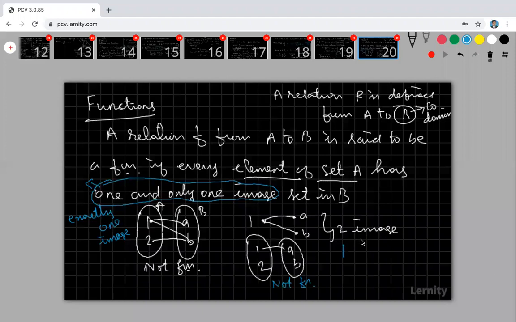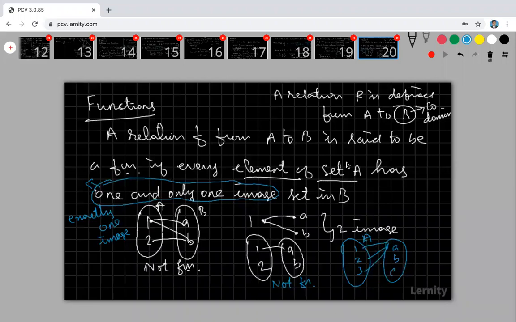Are you okay? Here, suppose I am taking 1, 2, 3 and A, B, C. Is this a function or not? The image of one is A, image of two is A, image of three is A. That means one is related to how many elements? Only one. Two related to how many elements? Only one. Yeah, this condition is correct. Exactly one image, related to exactly one element. Three related to how many elements? Exactly one element. All three are related to the same element, so no problem.